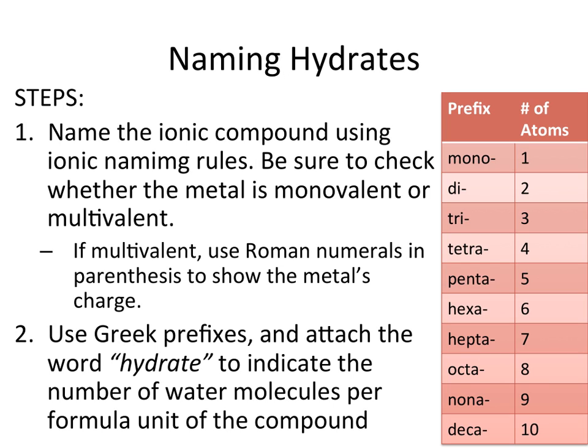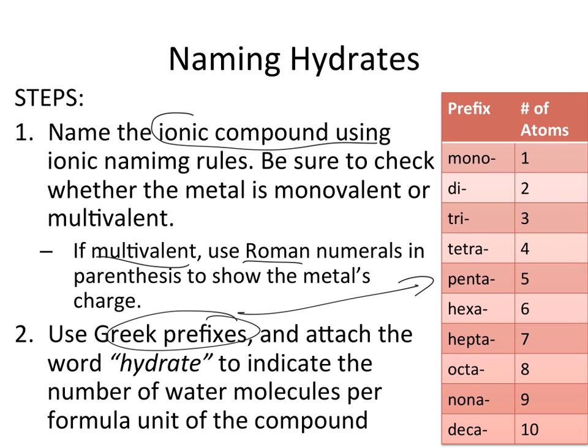When it comes to naming hydrates, we just look at our ionic compound rules to figure out what the ionic part of the hydrate is. And remember that if we're dealing with multivalent metals, we have to use Roman numerals in parentheses to show the metal's charge. To show how many water molecules are attached, we use the Greek prefixes, which are these here, mono to deca, and we attach the word hydrate to indicate that they are in fact water molecules.